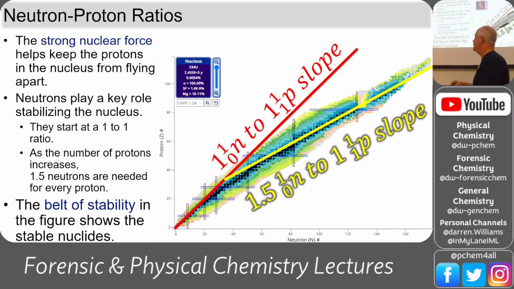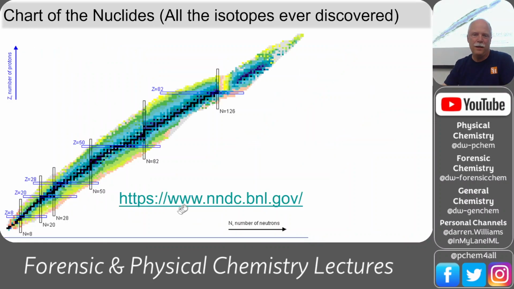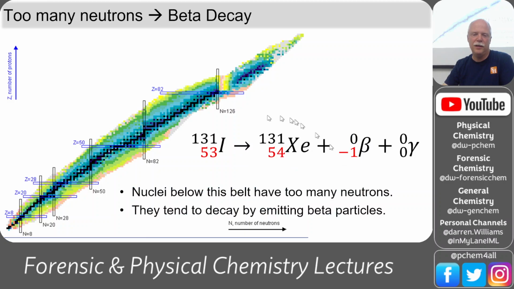So the delta stability here goes up, and you see the slope starts to approach 1.5 instead of 1. And neutrons are along the x-axis. So it's more neutrons to stabilize all those protons. But eventually we get above lead, and it's just too big. And so it starts to break apart. So these are all the elements ever discovered. You can go check that out. So let's zoom in on some of these.